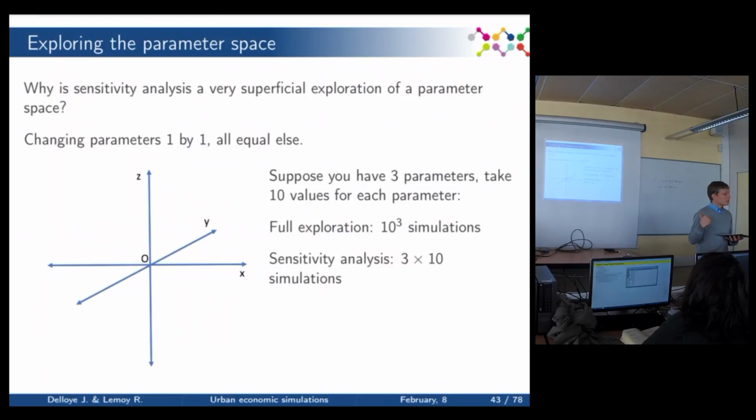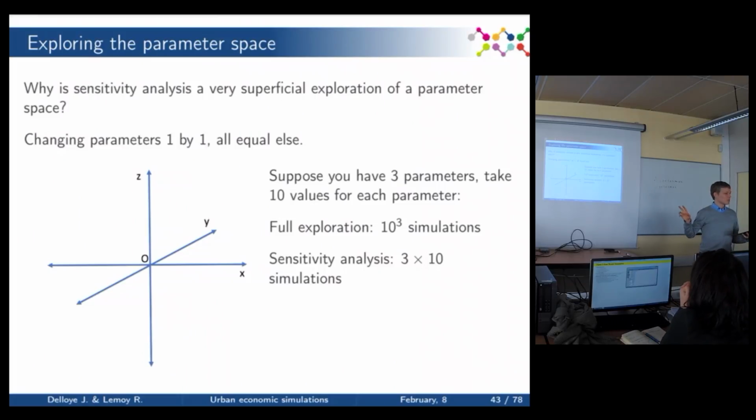So this sensitivity analysis, has everyone heard about sensitivity analysis already? Who hasn't actually? It's okay to say I haven't. You haven't? Okay. So sensitivity analysis means you look at the outcomes of your model by changing each parameter one by one. You change one and you don't change the others. It's more or less what we did actually when we said we were doing comparative statics.